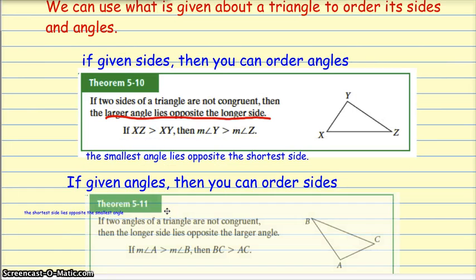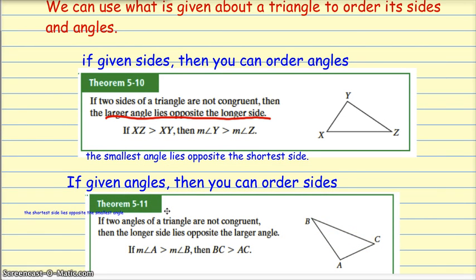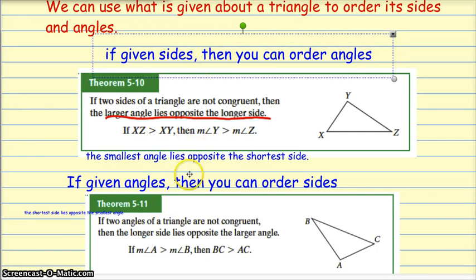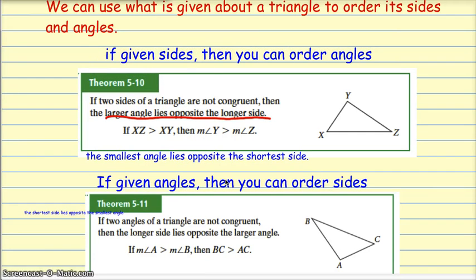And then the converse says that if two angles of a triangle are not congruent, then the larger side lies opposite the larger angle. So same concept, just backwards. Basically, it's these headings right here. If you're given sides, then you can order angles. If you're given angles, then you can order sides.